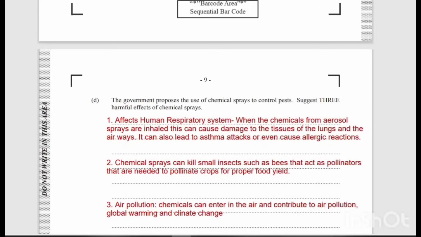The second answer that I would have given is that chemical sprays can kill small insects such as bees that act as pollinators, and these pollinators are needed to pollinate crops for proper food yield in agriculture. So guys, not all insects are pests, some are useful, such as the bee. And the third suggestion or answer is air pollution. Chemicals can enter the air and contribute to air pollution. It can also contribute to global warming and climate change.